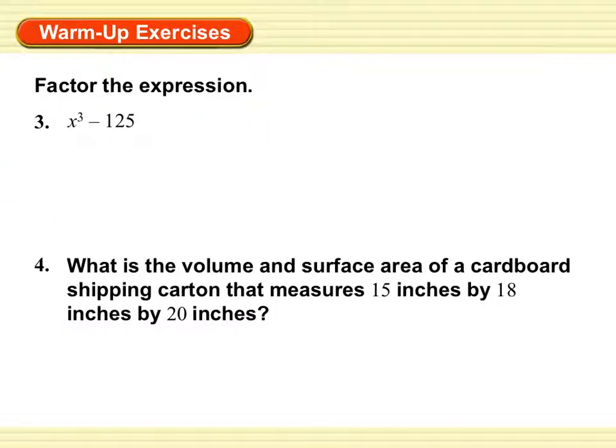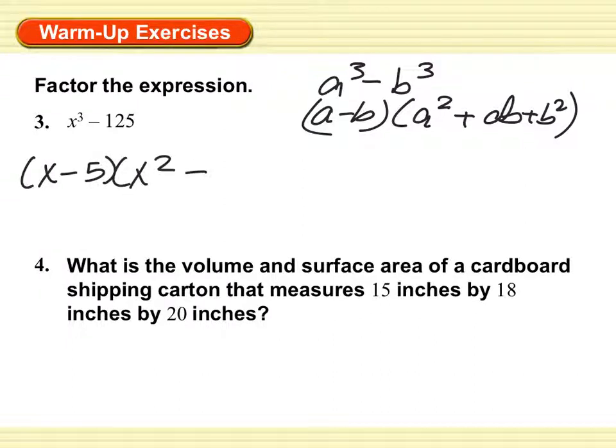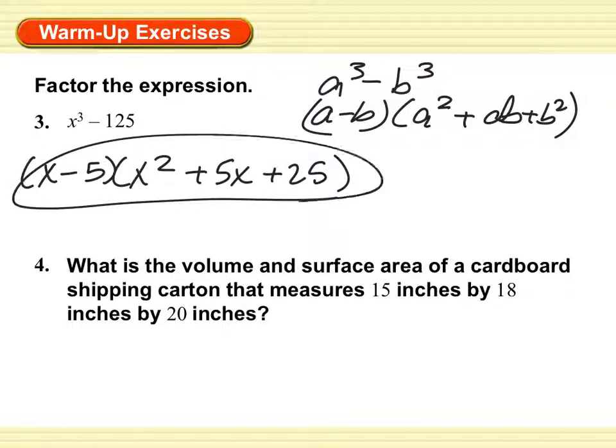Okay, here I have a trinomial, a little bit harder to factor. We had a form that when we had a cubed minus b cubed, we would have a minus b times a squared plus ab plus b squared. Okay, we're going way back, right? Therefore, I have x minus 5, x squared plus 5x plus 25 is factored.